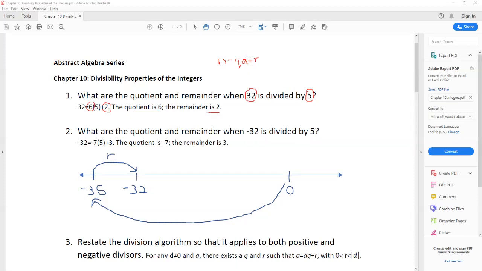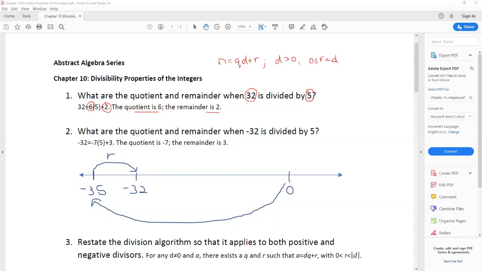If you go back and look at the division algorithm, there are some restrictions on D and R. It says that D has to be greater than 0. And we know that the remainder has to be at least 0, but less than the divisor. Because the remainder is how much is left over after you divide by D.